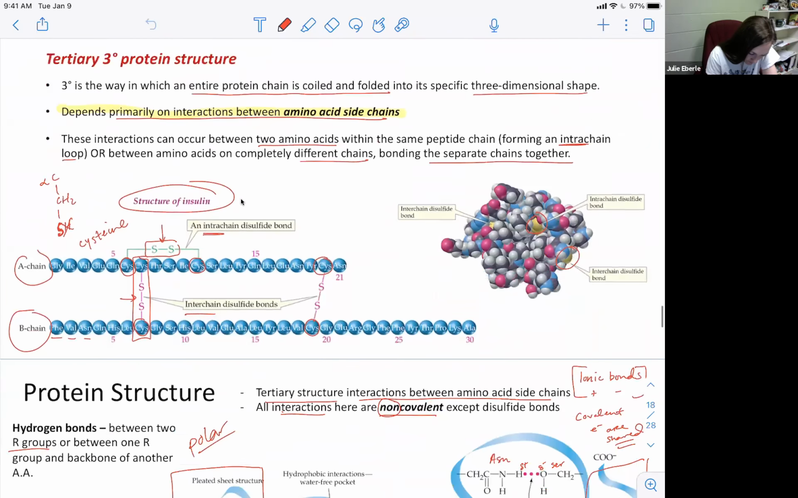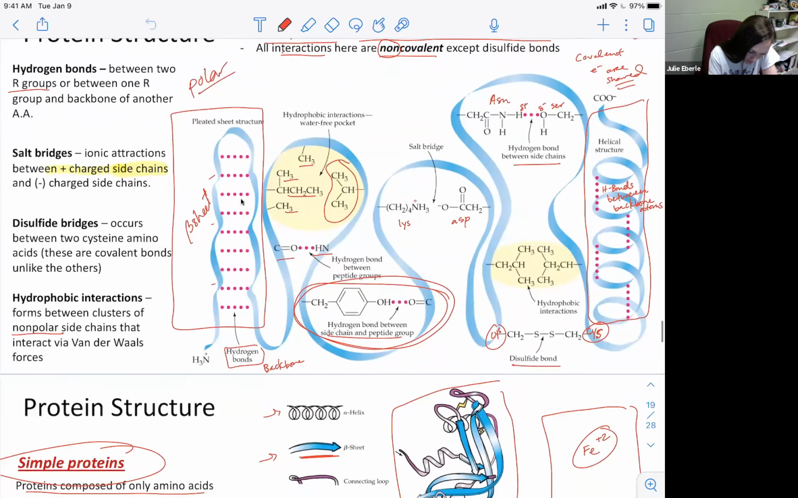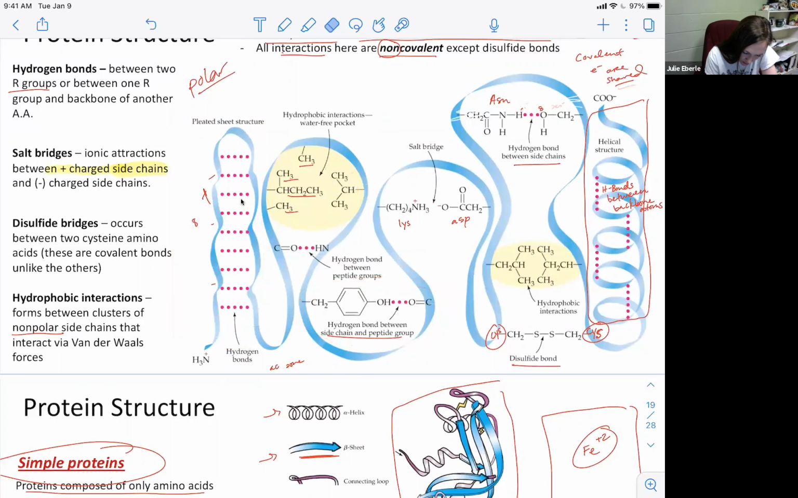Scroll on down. Here was a picture. I really like this picture from your textbook. It gives you this protein strand that is coiled and folded into its active form. And then it shows you examples of all the different kinds of interactions. And we have them listed over here: hydrogen bond, salt bridges, disulfide, hydrophobic.